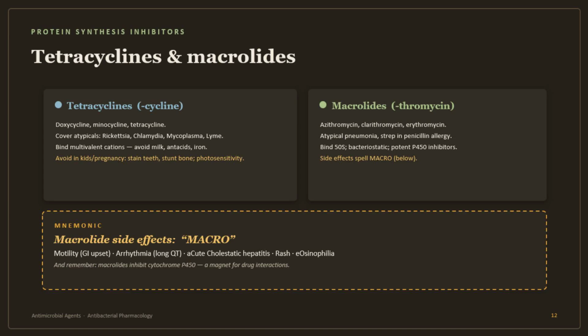Let's take them together because you'll see them paired clinically all the time. Tetracyclines, the cyclines: doxycycline, minocycline, tetracycline. Their claim to fame is covering the atypicals: rickettsia, chlamydia, mycoplasma, and Lyme disease.